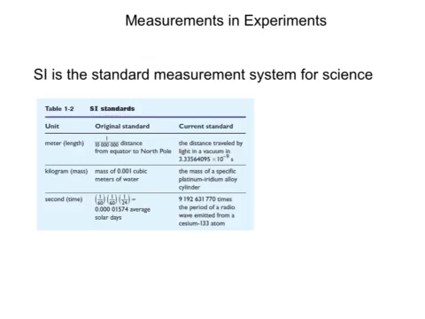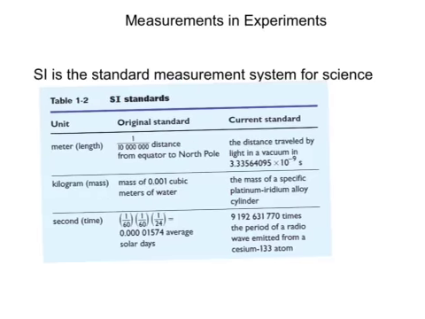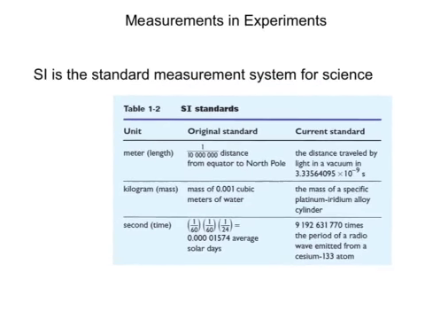Okay, so one of the things that we have to do in science in order to be able to talk about the things we're looking at is talk about measurements. Okay, we have to measure things, and when we measure things, we have to have a standard measurement system. Okay, in physics, the standard measurement system we use is called the SI system. It stands for International System of Measurement, and there are three primary units of measurement that we use, right?